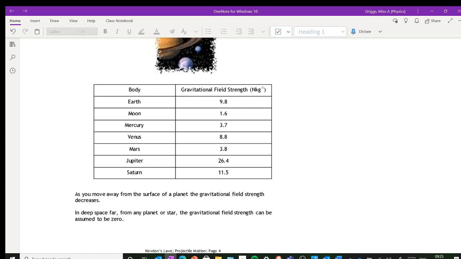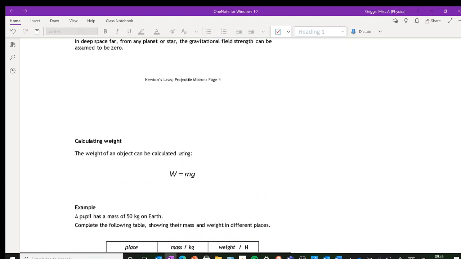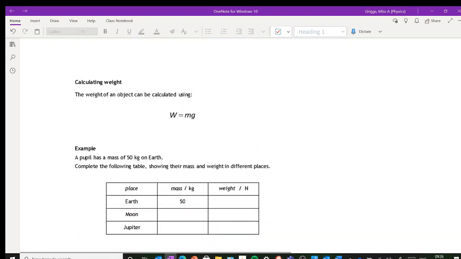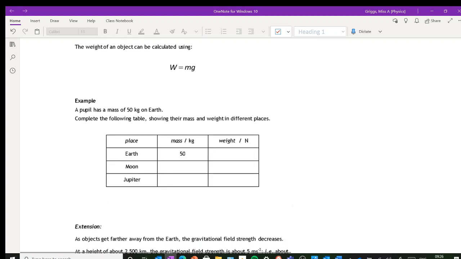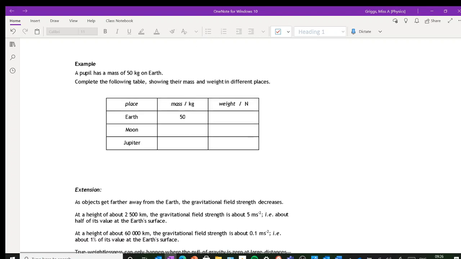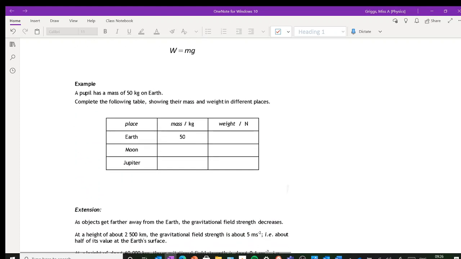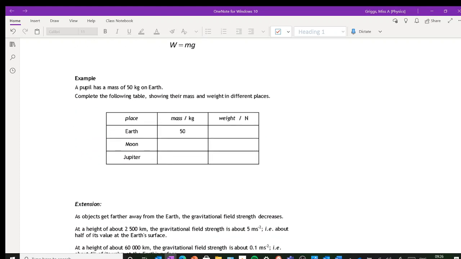Right, guys. Okay, so calculating weights, W equals mg. Have a go at finding the mass. So a pupil has a mass of 50 kilograms on Earth. Show their mass and weight in different places using that table above. So have a go at filling that in. Hint, the mass is very easy.